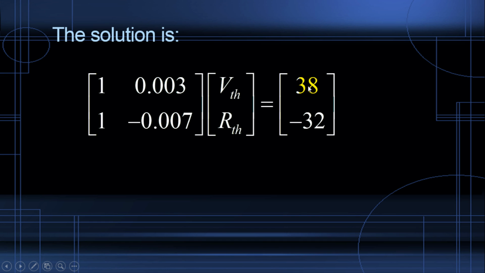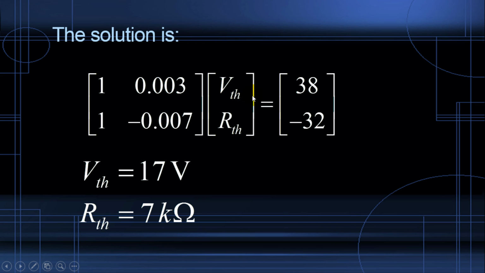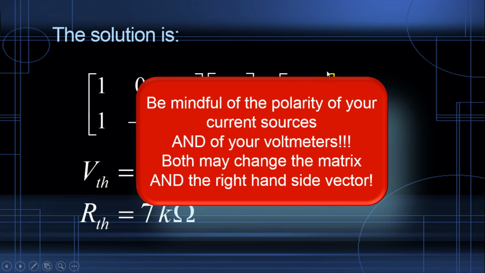On this side, I have VA on the top and VB on the bottom, but the voltmeters were upside down. That's why the signs need to be reversed. And once we solve that system of equations, we get Vth 17 volts and Rth is 7 kiloohms. The lesson from this example is that one has to be mindful of the polarity of the current sources and also of the voltmeters, because both may change the matrix and both may change the right-hand side vector.